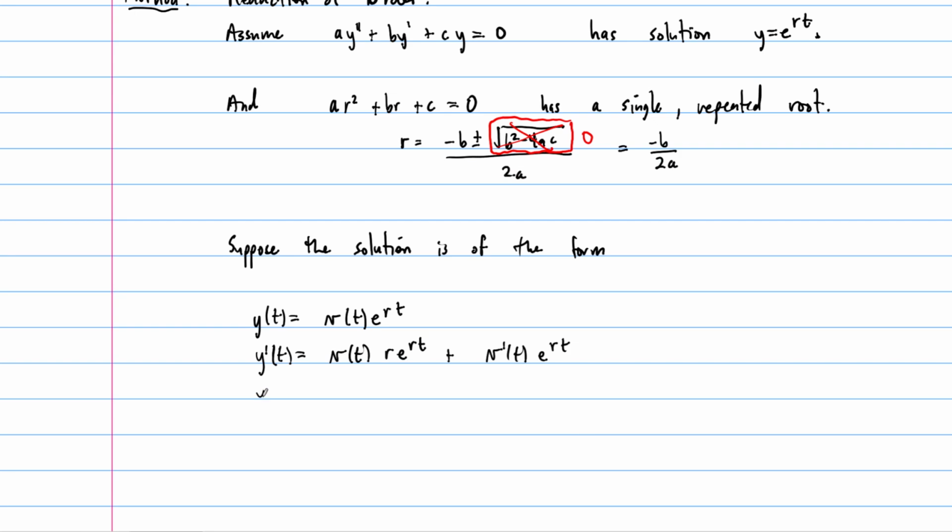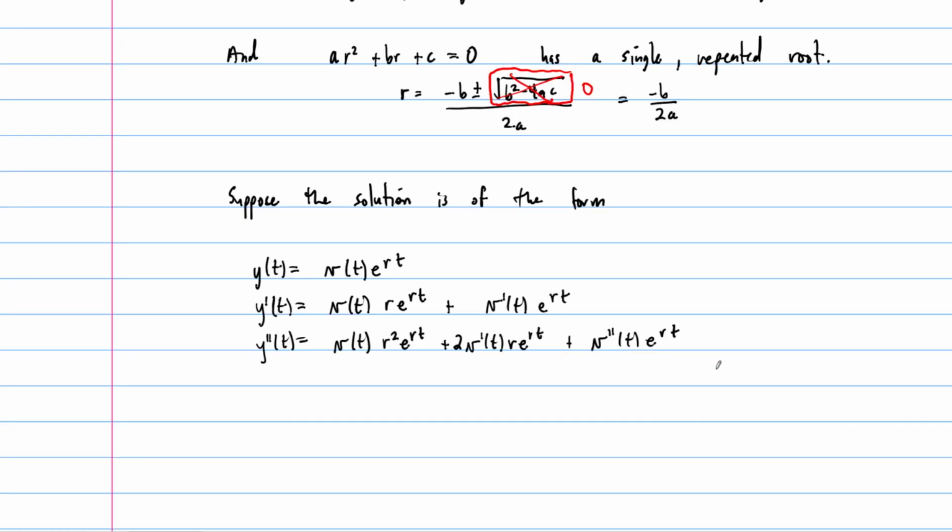And now the second derivative, y double prime of t, we need to do the same thing, right? So this is going to be v of t times r squared e to the rt plus, we're going to take a derivative of this and leave this alone. So v prime of t r e to the rt. But then we're going to do it to this one as well, and look at, we're going to get another copy of this, right? So put a 2 there, because the derivative of this, leave this alone, is just the same copy of this. And then plus derivative of this, which is v double prime of t e to the rt. All right, and let's plug this into our differential equation now.